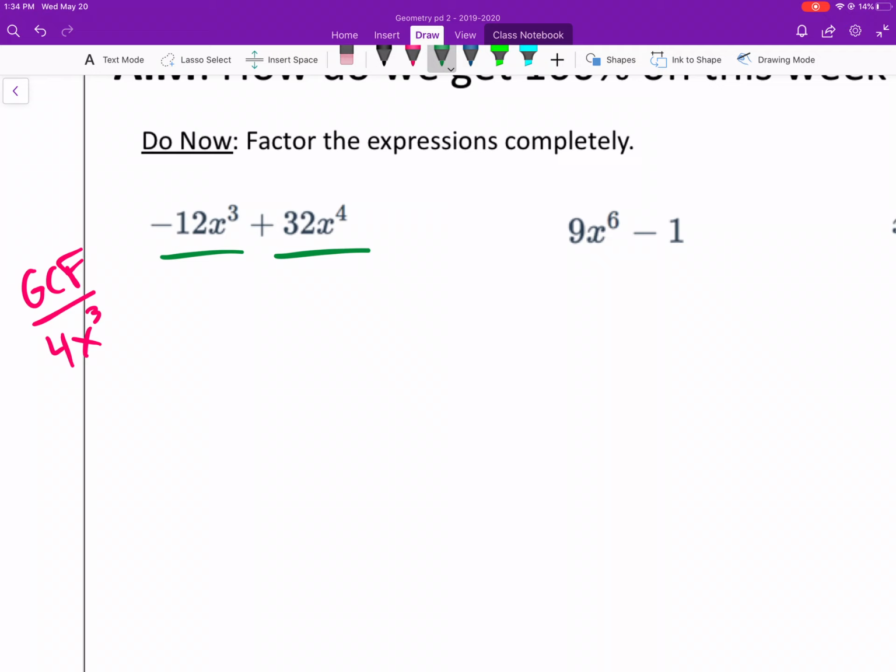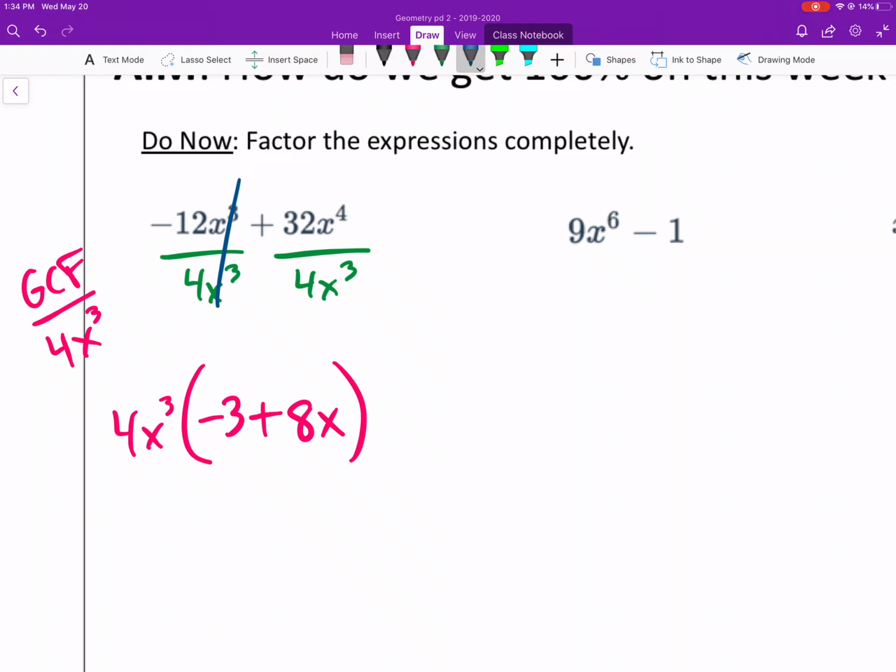Now we could divide each term by that GCF. All right, remember your GCF goes outside your parentheses now. Now we got to divide negative 12x cubed divided by 4x cubed. Those x cubes are gone. So we just have negative 12 divided by 4, which is negative 3. All right, now we have 32x to the fourth divided by 4x cubed. 32 divided by 4 we know is 8, so we have plus 8. And x to the fourth divided by x to the third is just x to the first power.